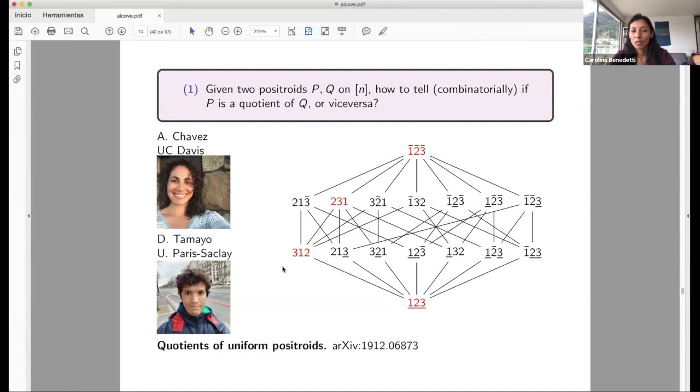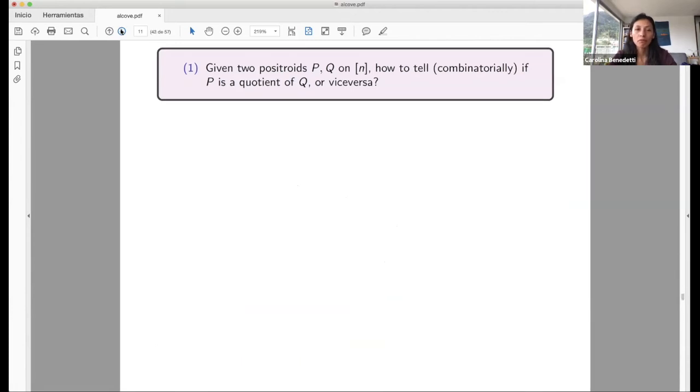This is ranked. In the first row, we have all the positroids of rank 1 and 3, in the second row, the positroids of rank 2, and so on. And the ones that are highlighted in red are the uniform matrices. And so what we studied was who these uniform matrices are covering in this poset. And the relation here is P is a quotient of Q. And again, this was done only for uniform matrices.